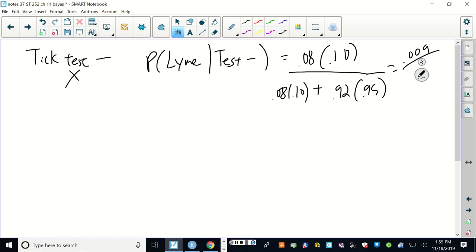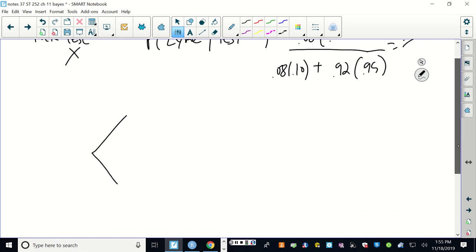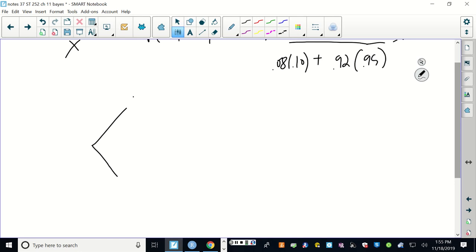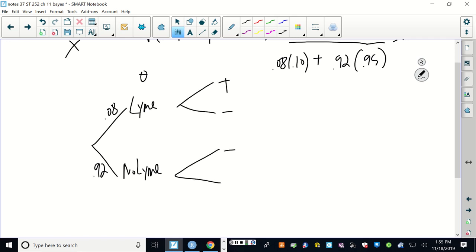Sometimes in a case like this, in introductory statistics, we make a little probability tree. Here's our theta. Either there's Lyme or no Lyme disease. This one was 8%, and then there's 92% here. And then you either test positive or test negative. This was 90% and 10%. So there's 0.008 if you multiply that way.